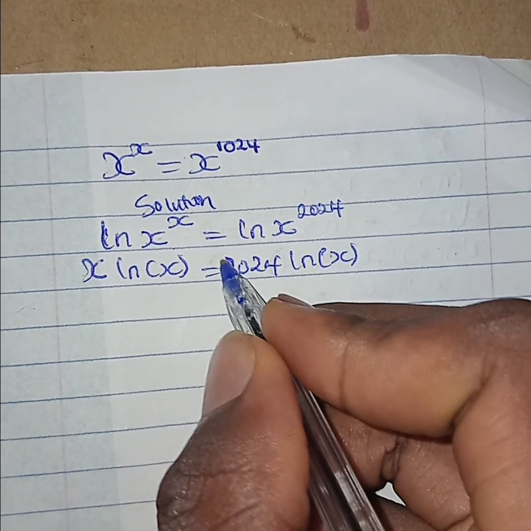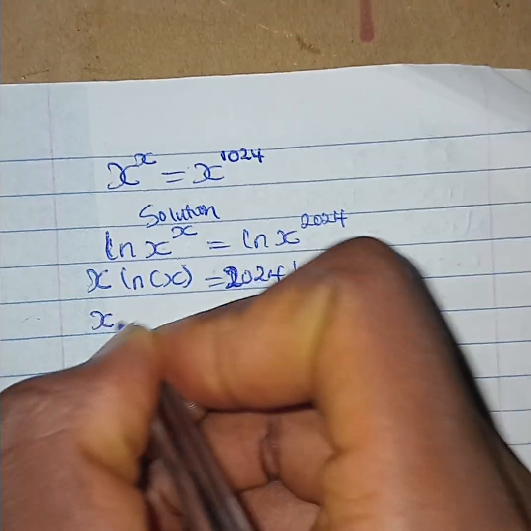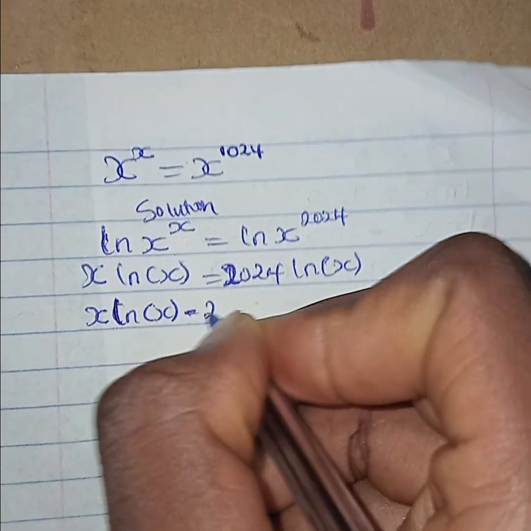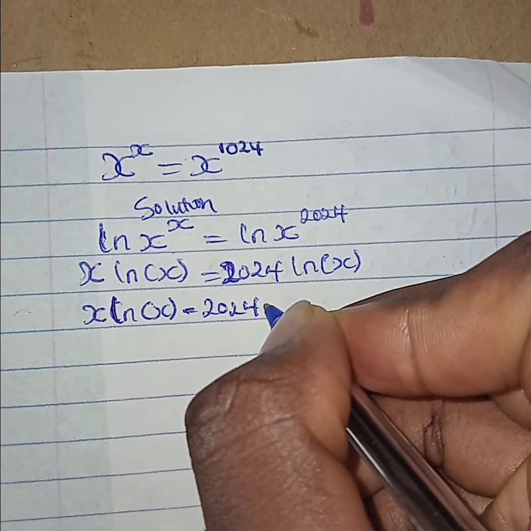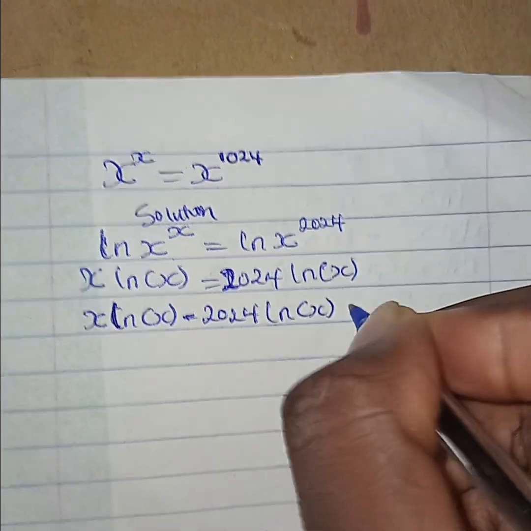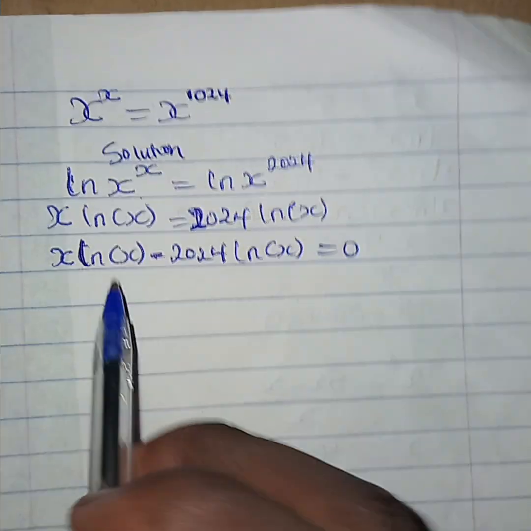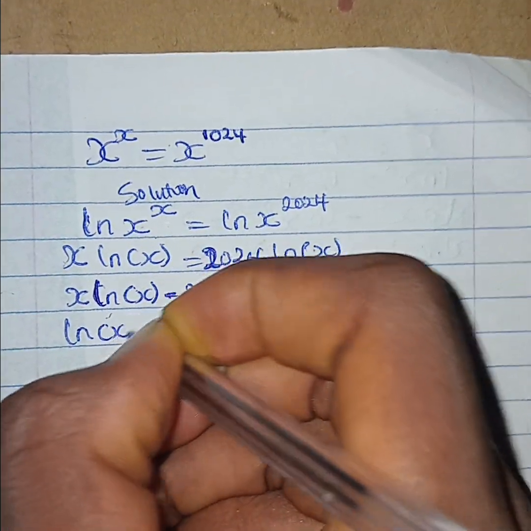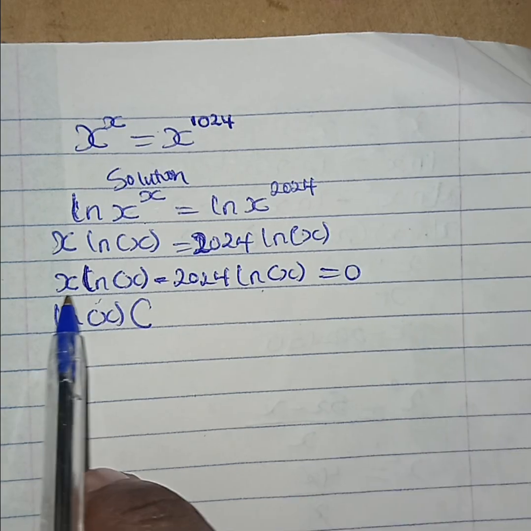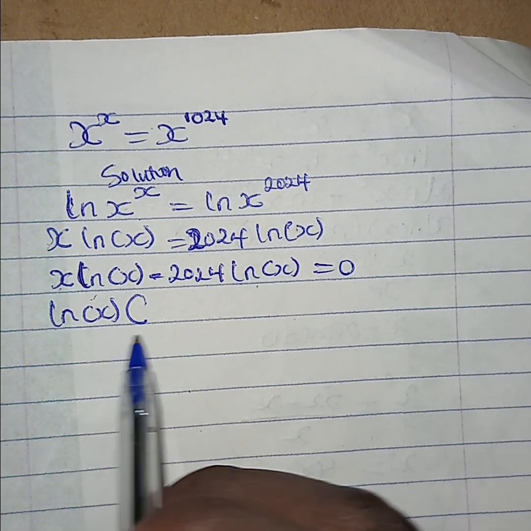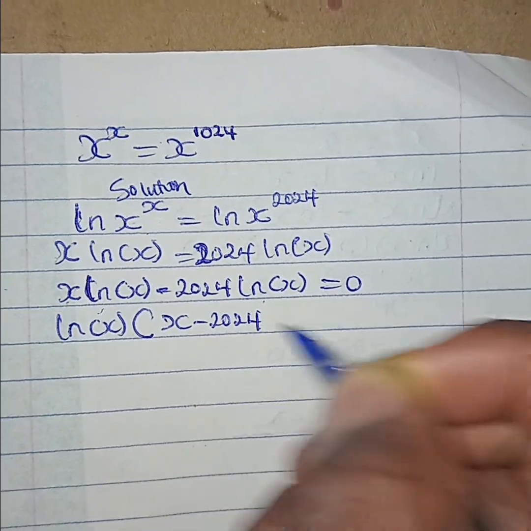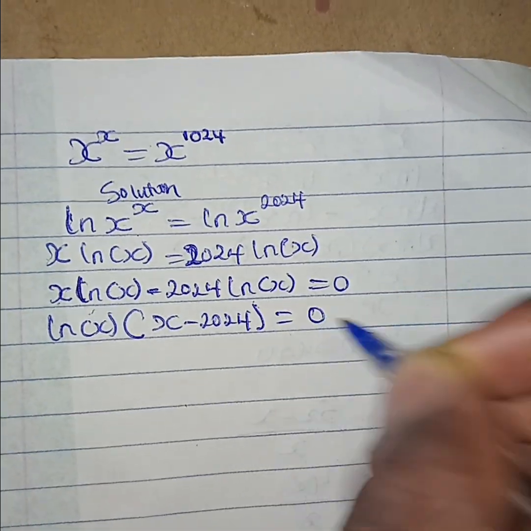So now next step is we're going to simplify this. This one will come this way, so it's going to be negative. So it's going to be x ln x minus 2024 ln x is equal to 0, right? So now what we're going to be doing next is we'll factor out ln x. It's common on both sides. So if we say ln x, open bracket, this x will remain, right? It's going to be x minus 2024. This will be equal to 0.